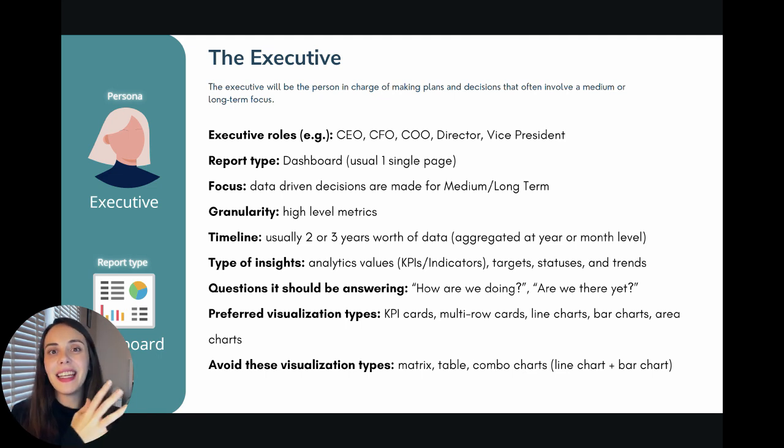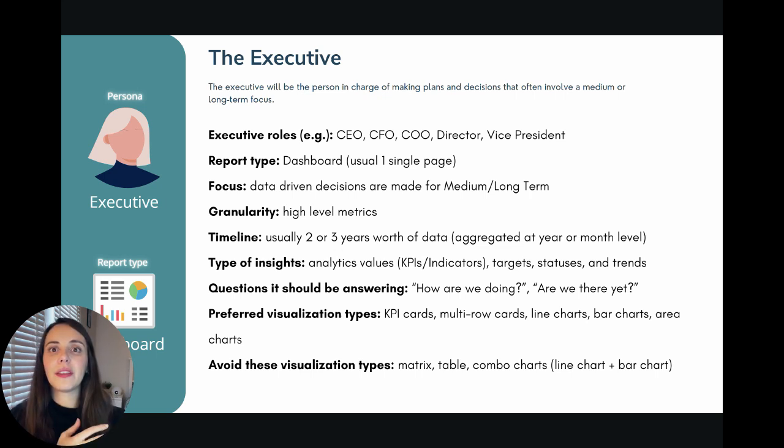Their focus is making data-driven decisions for the medium or long term. The granularity, we talked about this already. It's kind of high-level metrics, and they want the data to work for them. They don't want to work for the data. In terms of the timeline, usually this type of persona wants to look at 2 or 3 years worth of data, maybe 5 years worth of data, because of course this is based on my experience and it does depend on the CEO or the CFO or the vice president, and in the use case, of course.